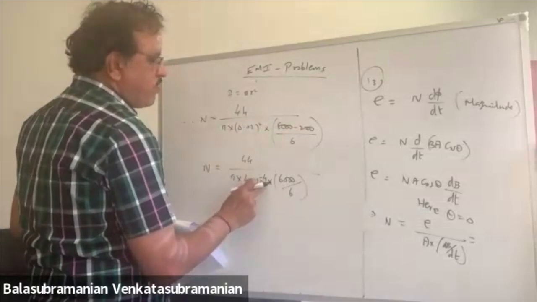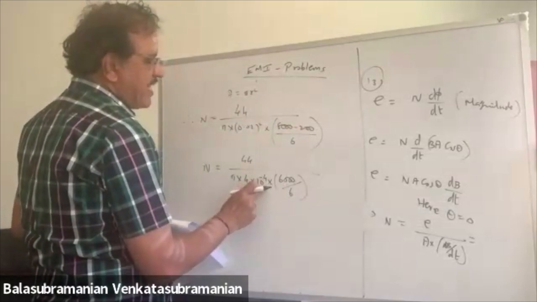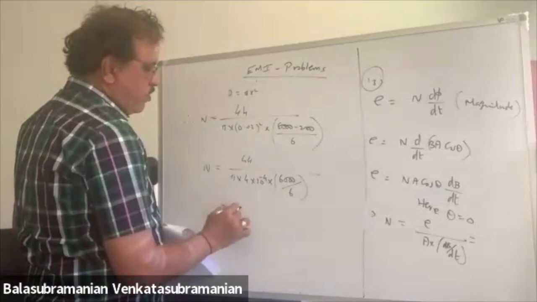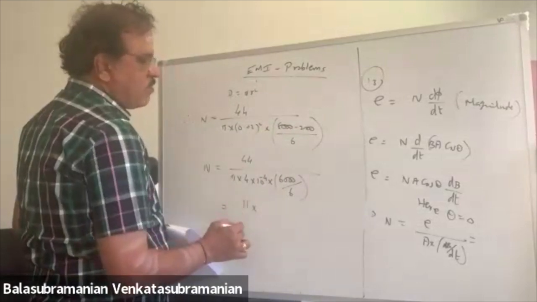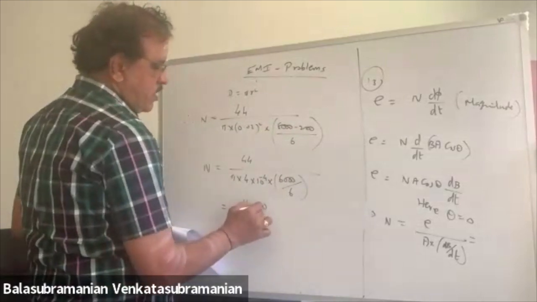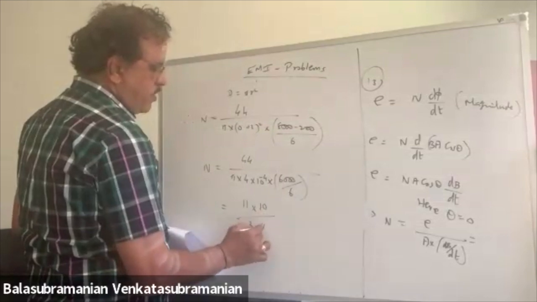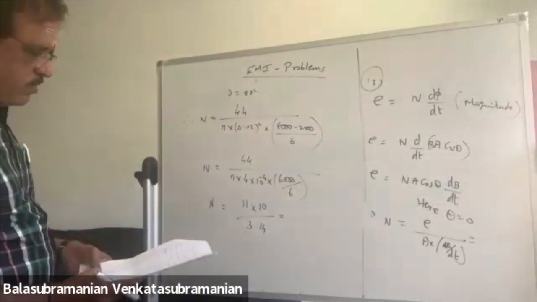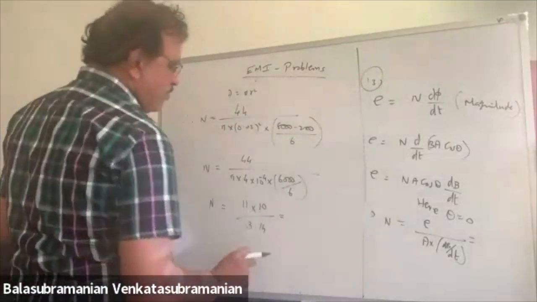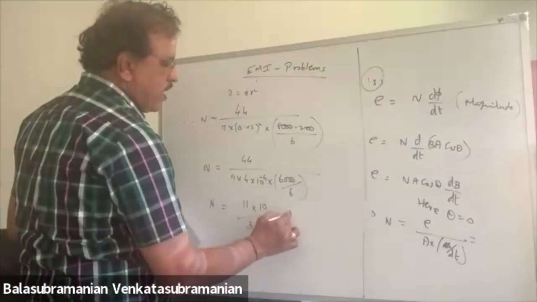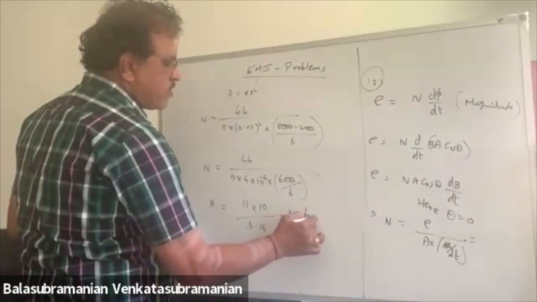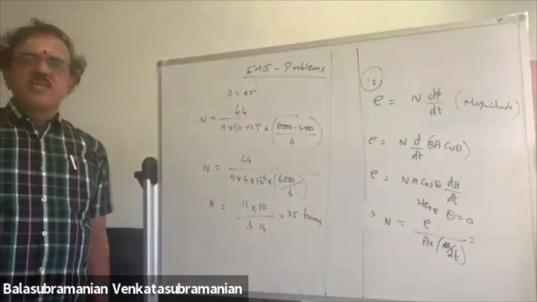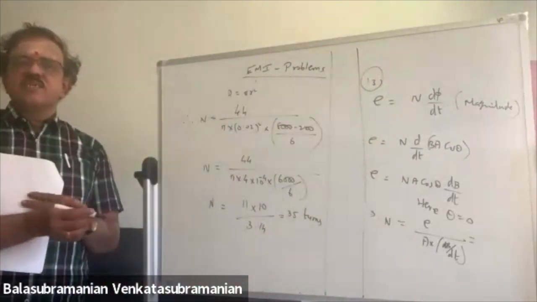1000 and 10 power minus 4 means 10 power minus 1. Numerator plus 1. 4 and 44 is 11 into 10 by 3.14. So N will be 110 by 3.14, nearly 35 turns. 35 turns. Very good problem. It is 35 turns.